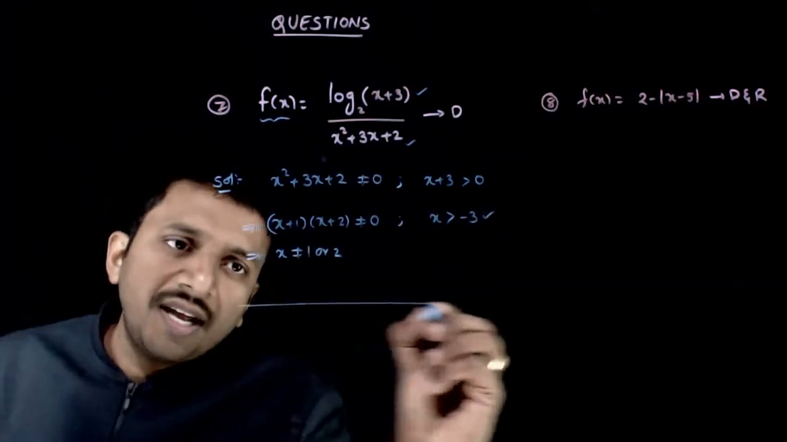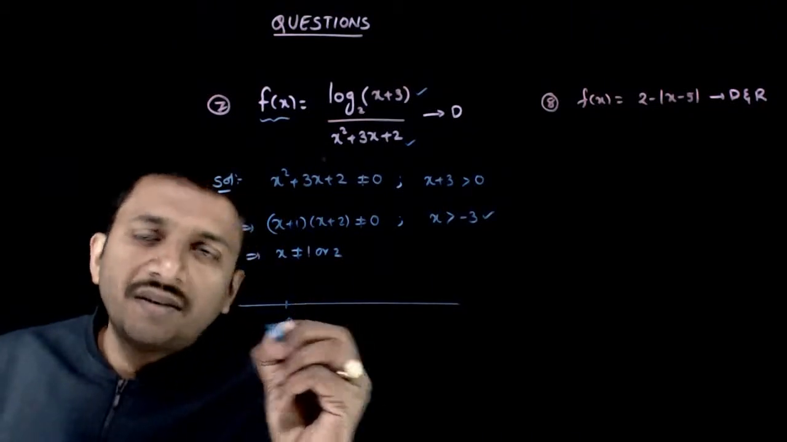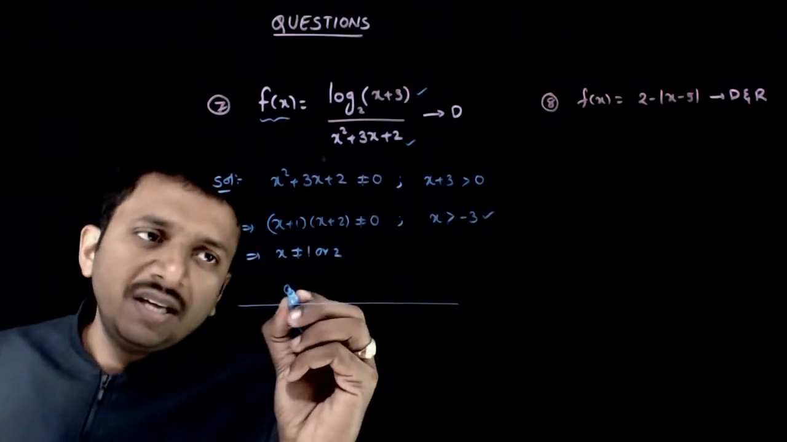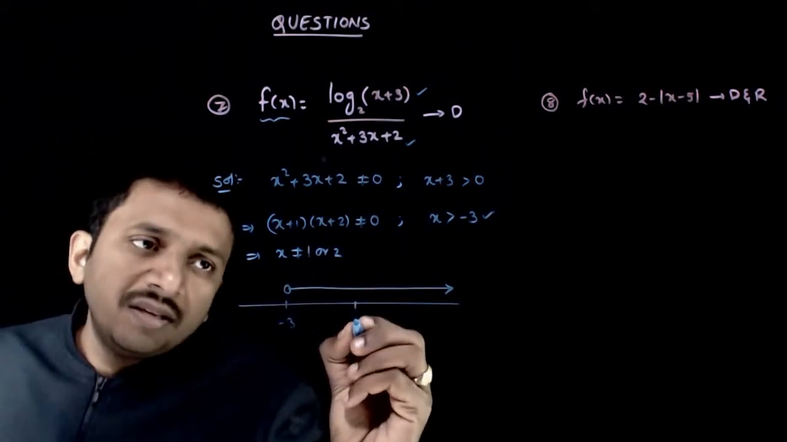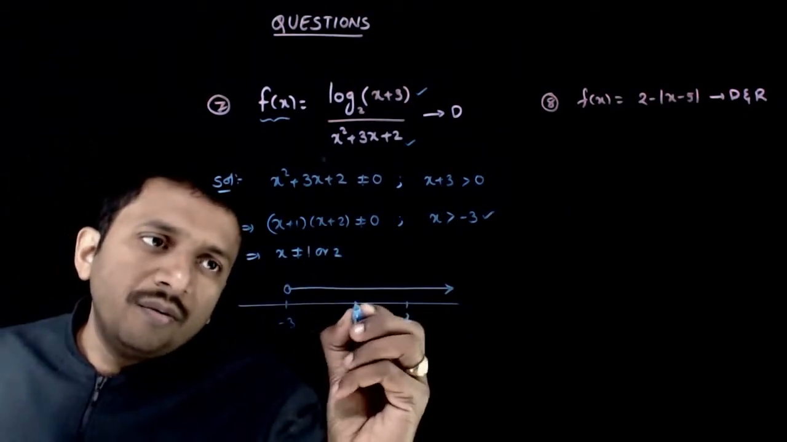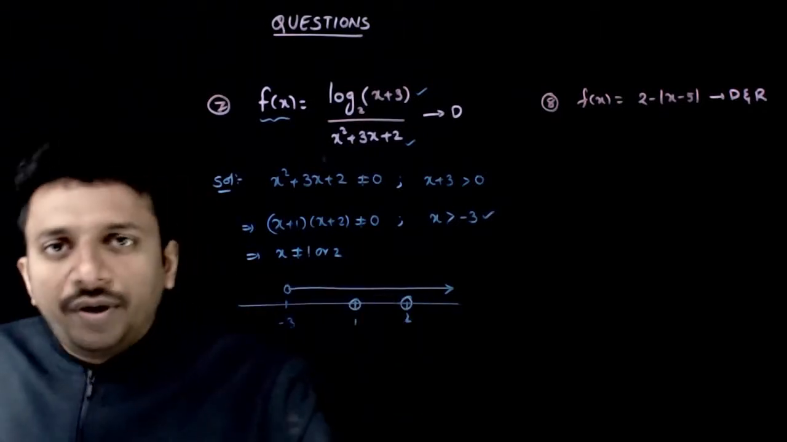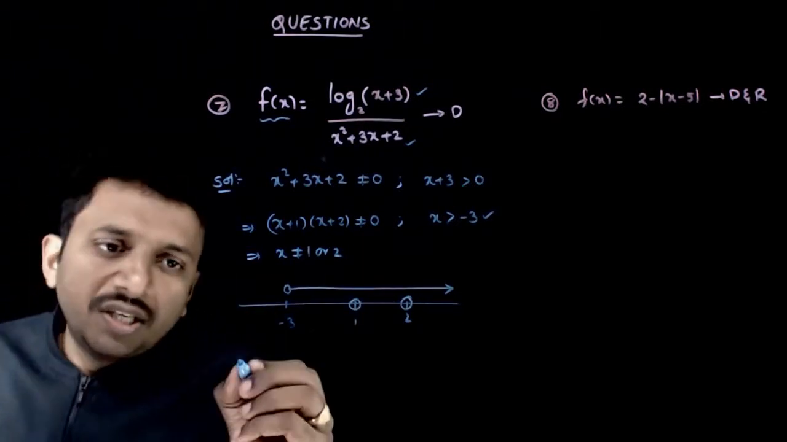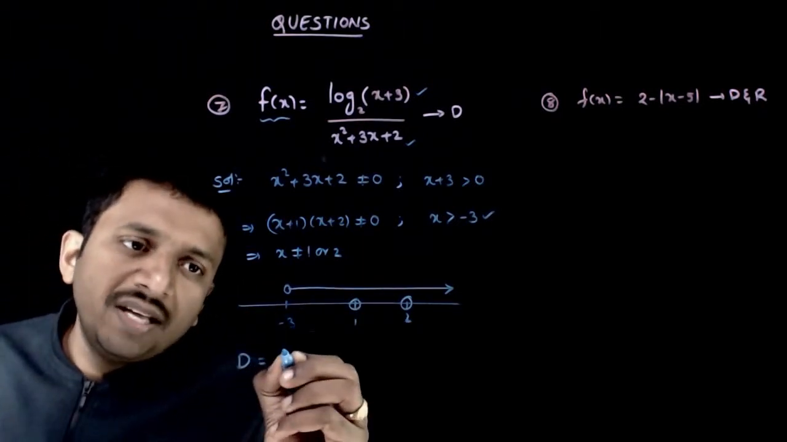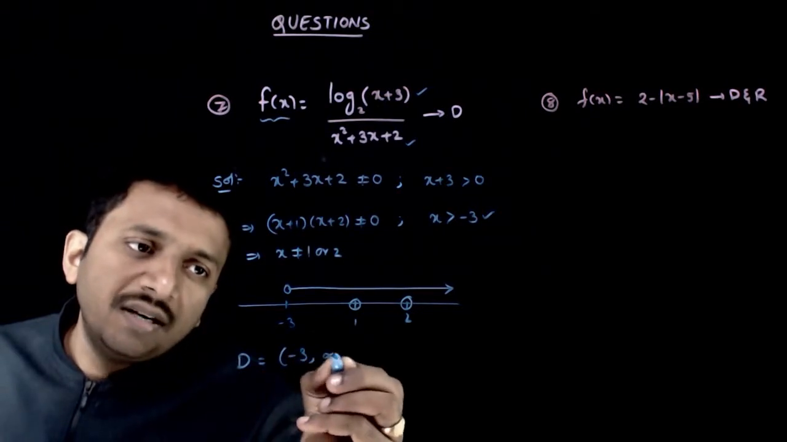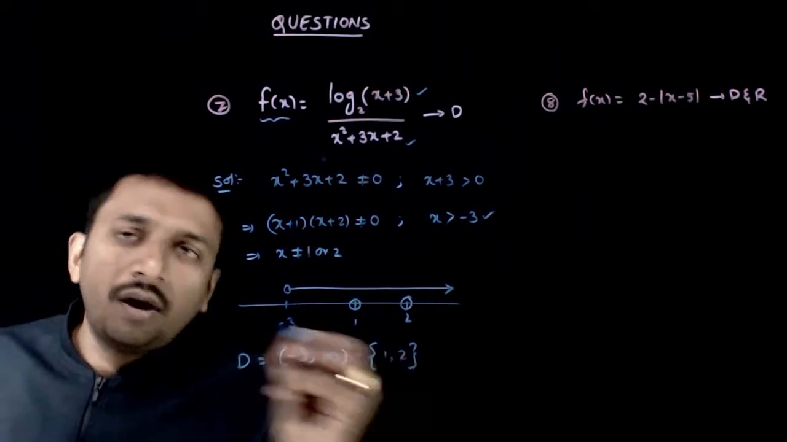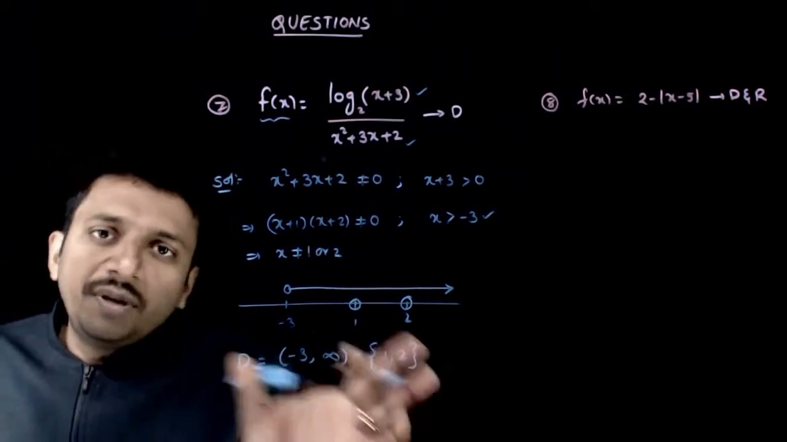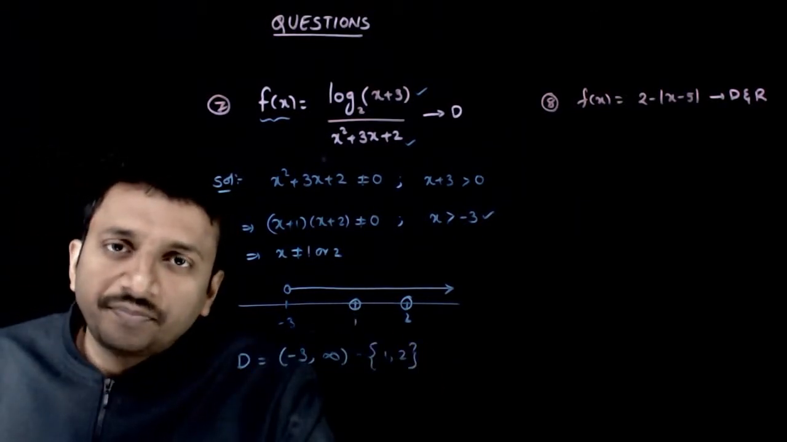So if you draw the real number line, minus 3 is somewhere here. So x has to be greater than minus 3. But x should not be equal to minus 1 or minus 2. These are open dots. So what is the domain of this function? The domain is open minus 3 to infinity except the numbers minus 1 and minus 2. So this will be the domain of this function.